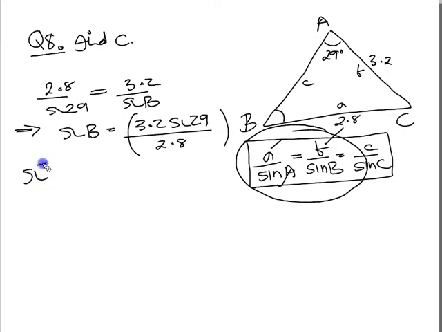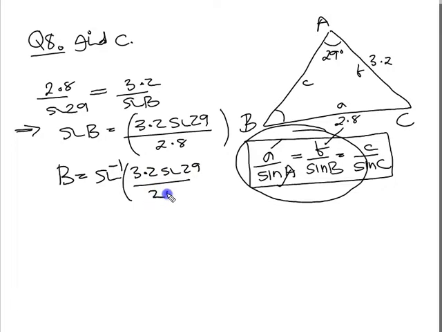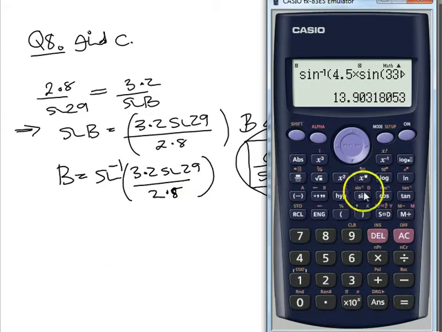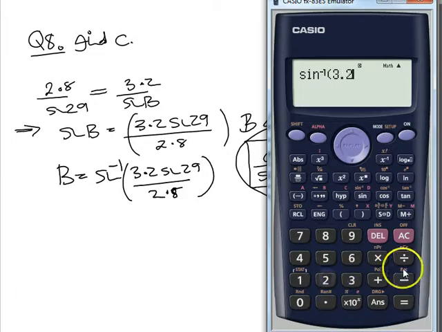So B equals then, shift sine both sides, so we get B, the inverse sine of this thing here, 3.2 sine 29 over 2.8. Okay, that's it. Let's tap it in the calculator then. Shift sine 3.2 times sine 29. Close that sine bracket. Divide by 2.8. Close the shift sine bracket. Equals 33.65. Yeah, agreed? To 2dp.